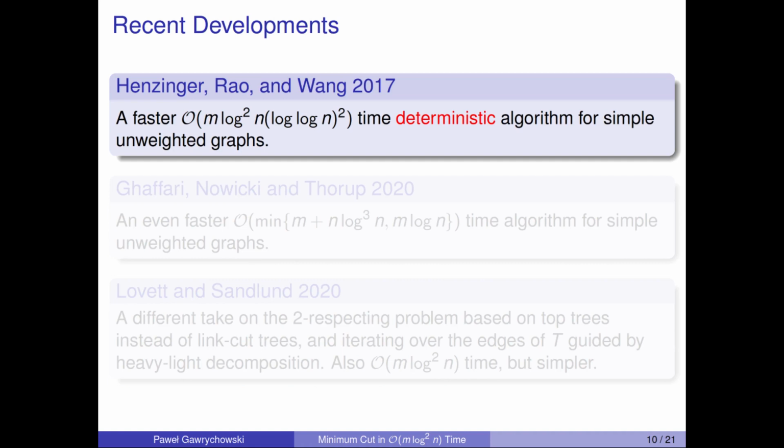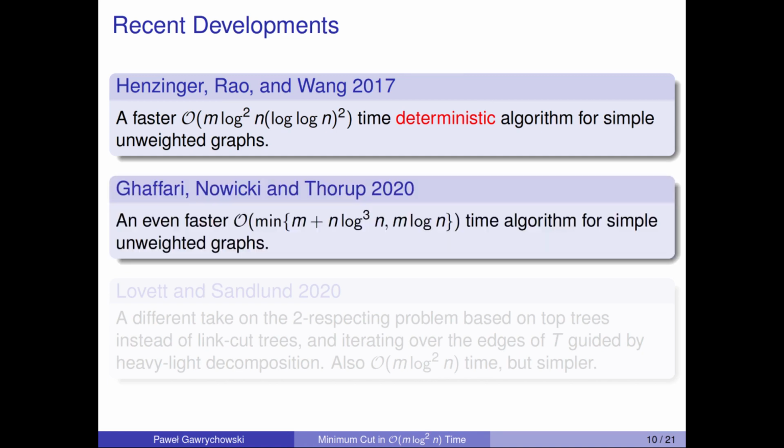I should mention though that there was some very nice development for the simple unweighted graphs. So first of all, Henzinger, Rao, and Wang gave a faster deterministic algorithm for this case. Essentially, they shaved 1 log. And later, Ghaffari, Nowicki, and Thorup gave an even faster algorithm for this case. This one is randomized though. So we have some nice progress on the simple unweighted graphs.